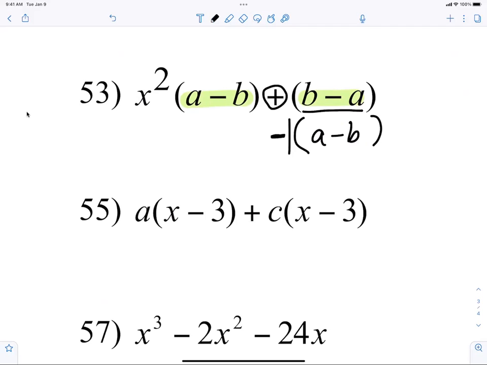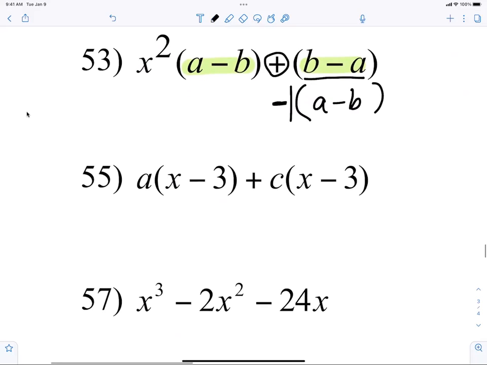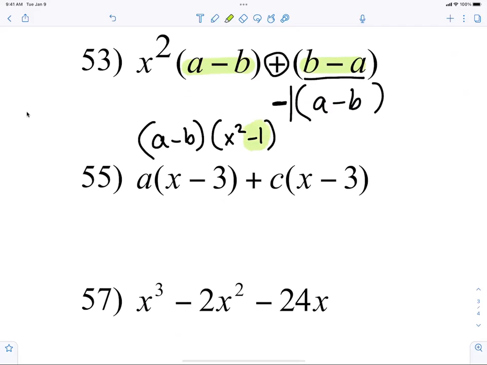So I need everybody to look carefully because this is a nice little problem. Now what's common? A minus b. What's left behind? X squared minus 1. Is that the end of the problem? Definitely not. The reason it's not the end is because what's true about x squared minus 1? I can factor that.